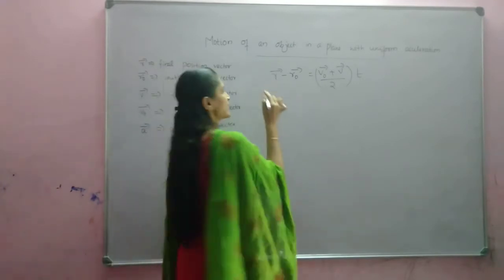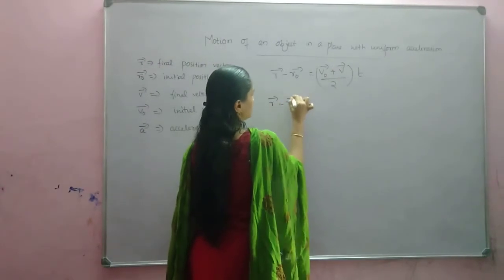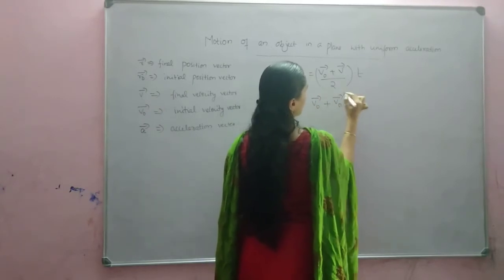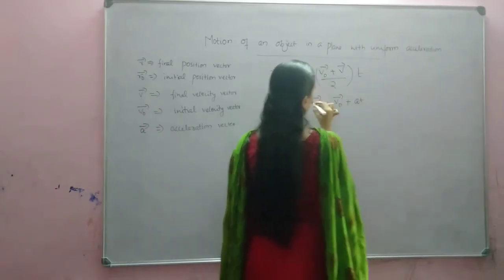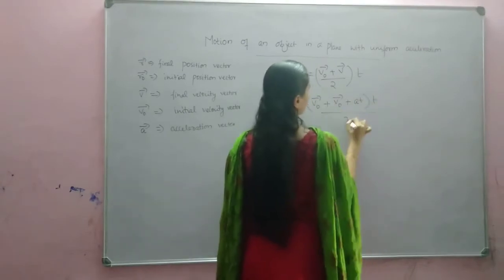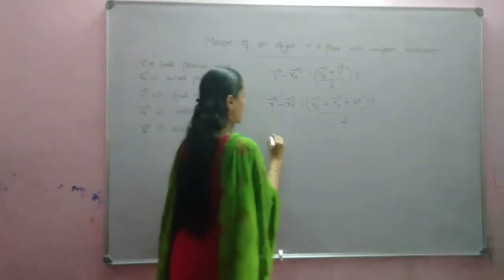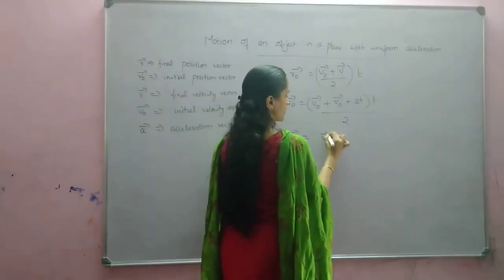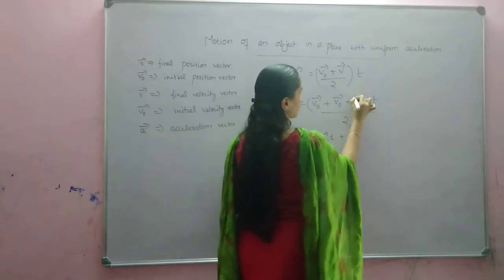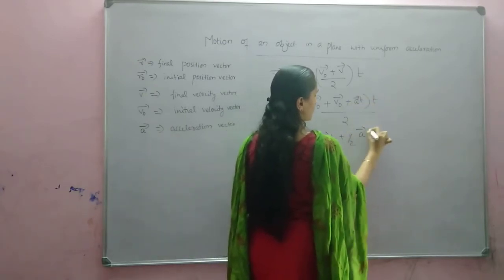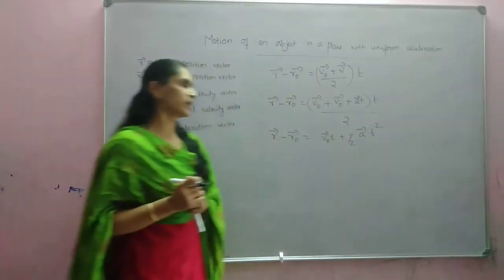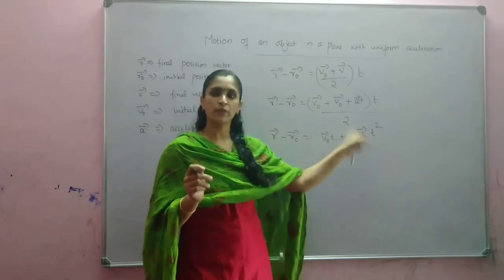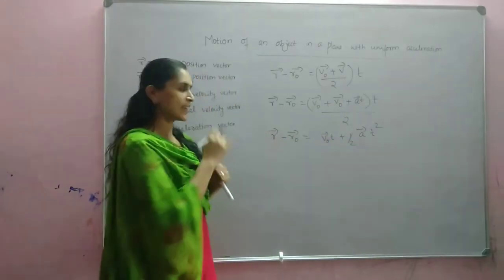Okay. And instead of v, we can write v0 plus at, or we can write r minus r0 is equal to v0 t plus, here also it is vector notation, half a t square. Okay. v0 t plus half a t square. v0 plus v0 plus at by 2, you will get it as v0 plus a by 2 t square. Okay. Now we can represent it in component form.